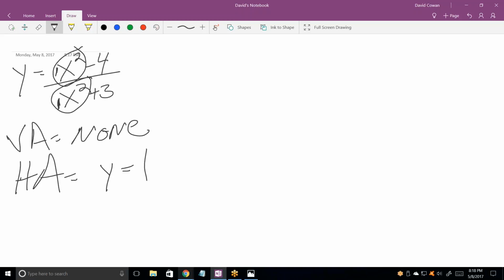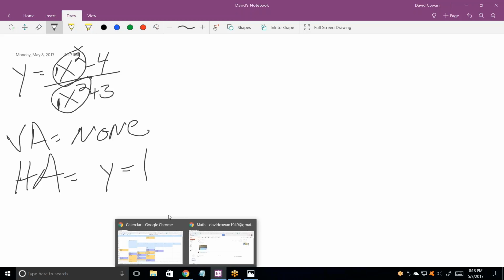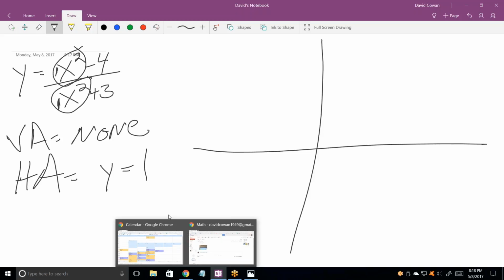Now, that tells us quite a bit. See if we can graph it from that. We have no vertical asymptotes. A horizontal asymptote. And horizontal asymptote means that as the function goes to infinity, it's going to approach this horizontal asymptote.